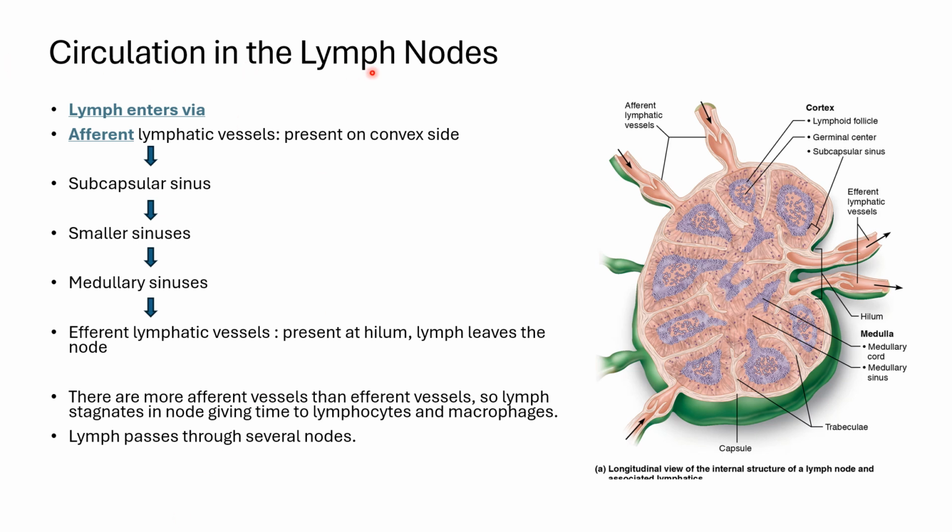So this is the circulation in the lymph node. I already went over it. So the subcapsular afferent vessel is coming in. It goes to the subcapsular sinus. It goes to smaller sinuses, and then it goes to the medullary sinuses. And from there, the efferent lymphatic vessels, they are present at the hilum, and they leave the lymph node. There are more afferent vessels, like I said before, than efferent vessels.